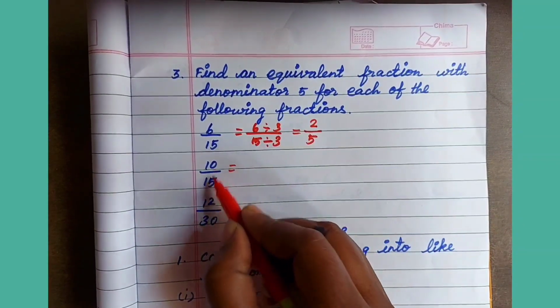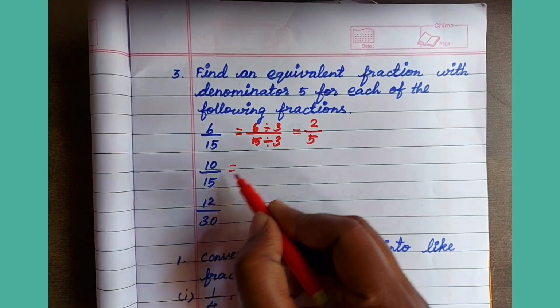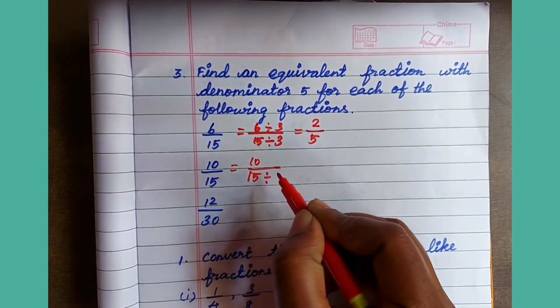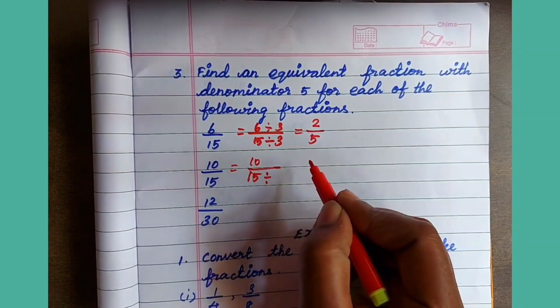Next, 10 by 15 is given. Again we write 10 by 15. Which table do we divide by to get 5?